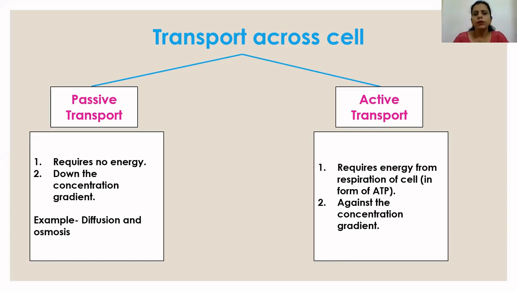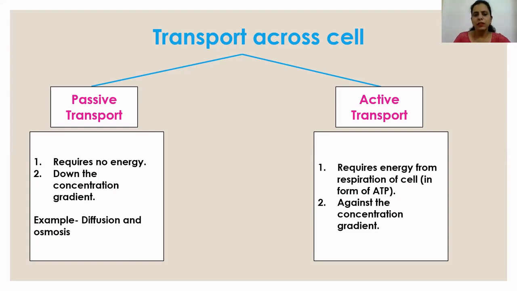You have studied in your lower classes about respiration, and you know that in the process of respiration, cells release a large amount of energy. This energy in cells is stored in the form of ATP molecules. In the process of passive transport, this stored form of energy, the energy stored as ATP molecules inside the cells, is not required, because passive transport is always down the concentration gradient.